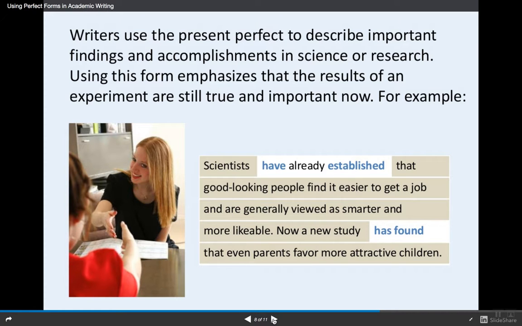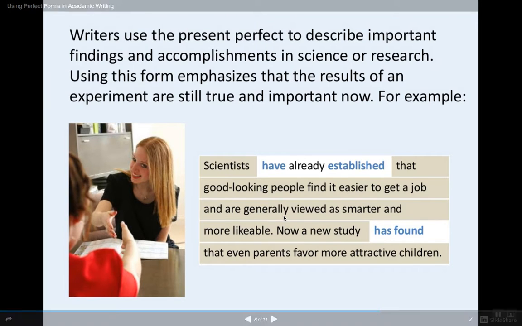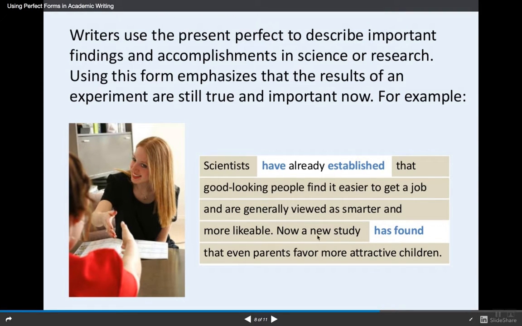Let's see. Writers use the present perfect to describe important findings and accomplishments in science or research. Using this form emphasizes that the results of an experiment are still true and important now. For example, scientists have already established that good-looking people find it easier to get a job and are generally viewed as smarter and more likable. Now, a new study has found that even parents favor more attractive children. These are the results of what they found in the past and now.